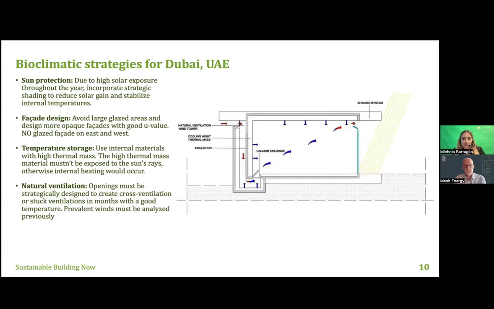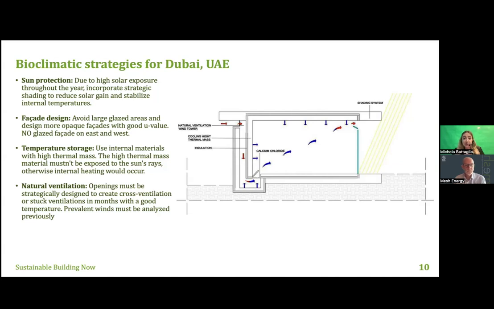This is, for example, a strategy that can be implemented in Dubai. It's really important to always use solar shading, in summer and in winter, on all the glazed facades. And also it's better to avoid large glazed areas, also because of the U value, which is completely different for a glass than for a good wall, no?